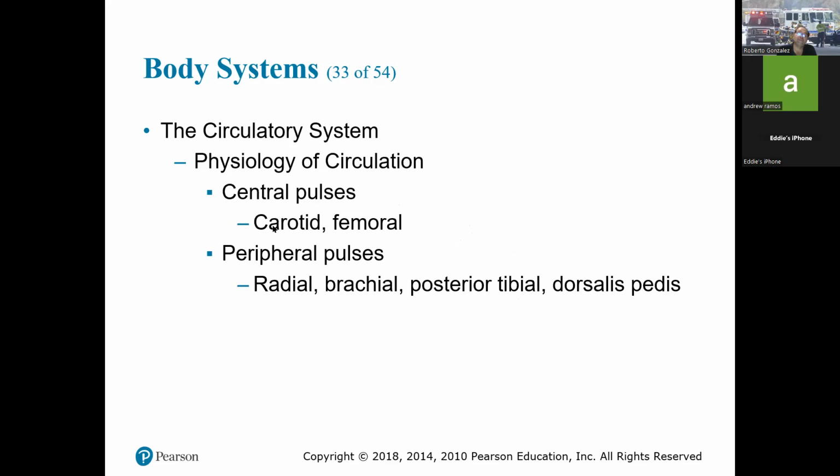Central pulses, what we look for is a carotid and femoral. The carotid is up here on your neck, and the femoral is in between your legs. Of course, the peripheral pulses, you have radial, which is in your arms, brachial, which is in the bottom part of the arm where you check for kids' pulse, posterior tibial, and dorsalis pedis, which are both on the foot.